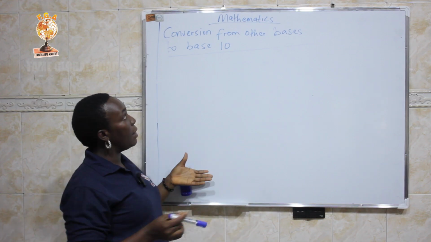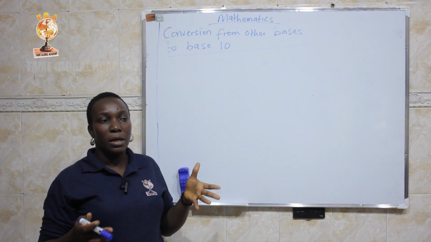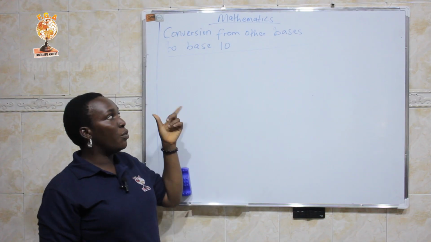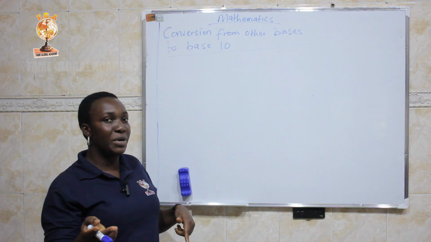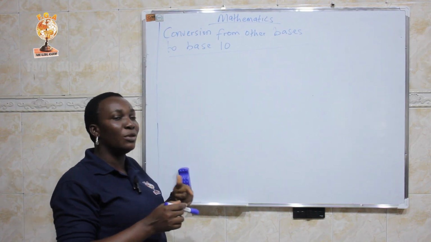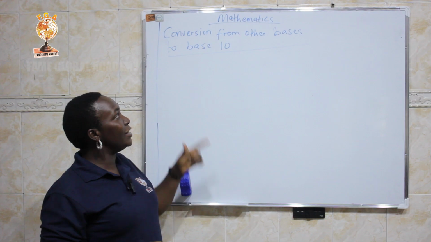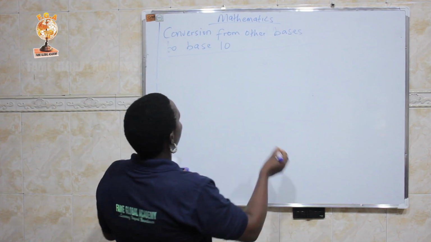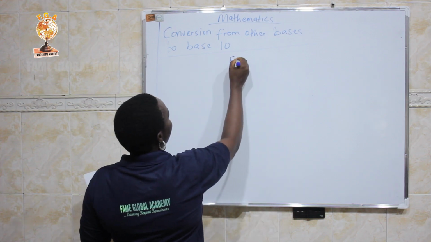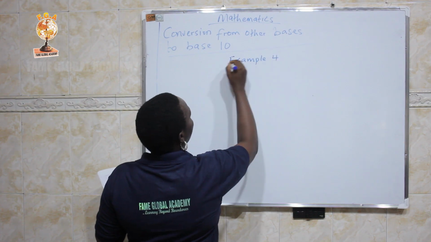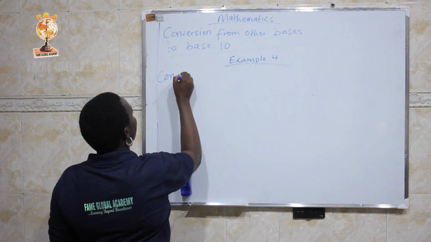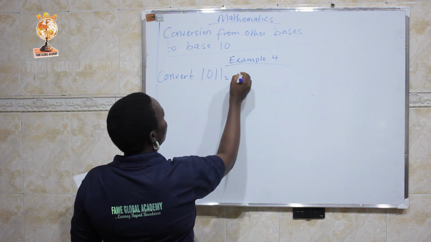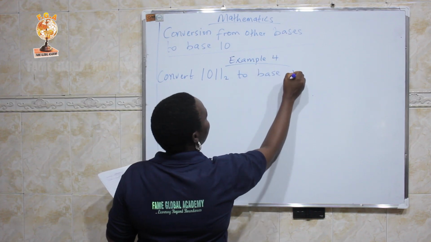Okay, so in this example, we are going to be converting a base 2 number, that's a binary number. You remember in our last class, when we were doing a conversion from base 10 to other bases, we also did conversion of base 10 to binary or base 2. So now let's try converting base 2 numbers to a base 10 number. Okay, so convert example 4 now. Convert 1011 base 2 to base 10.